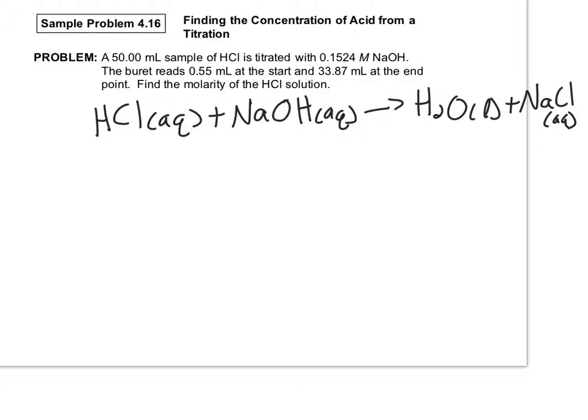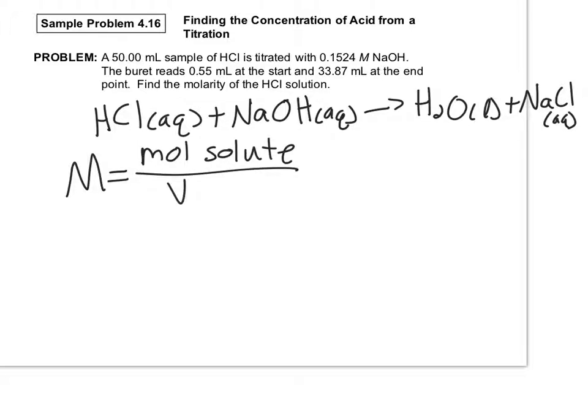I know that I've got 50 milliliters of my HCl. So that's going to be part of my molarity, because molarity is equal to moles of solute divided by volume of solution. And I already know my volume: volume is equal to 50 milliliters. I'll have to convert it to liters, but that's okay. We can do that by dividing by 1,000. I need to figure out my moles of HCl.